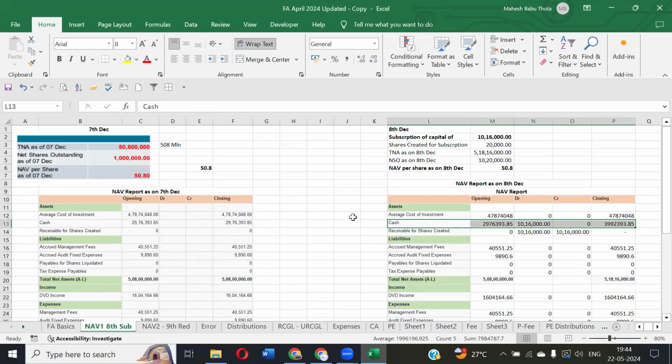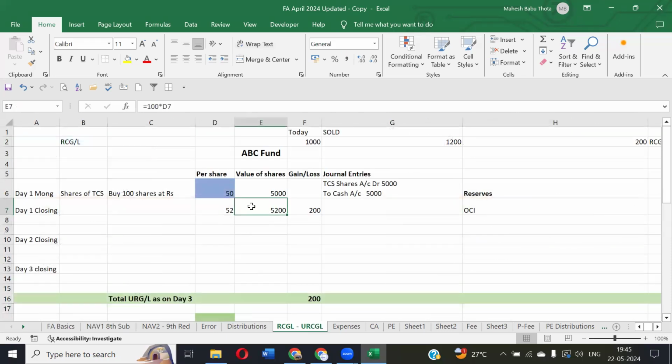In the subscription of capital, in the previous example, yesterday we spoke about this example, right? We had a subscription of 10,16,000. So with this subscription, our asset value, cash value, has increased or reduced? Increased. Where do we account it, debit or credit? Debited. In this case also, because of the increase of asset by 200 rupees extra, are we going to debit this 200 rupees or credit it? Debited only, right?